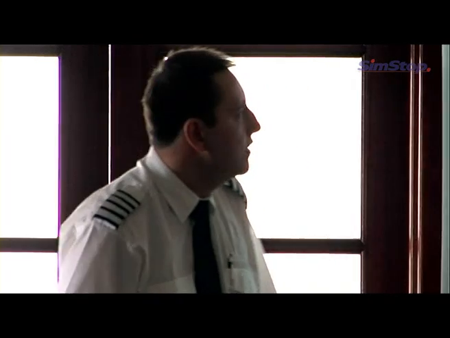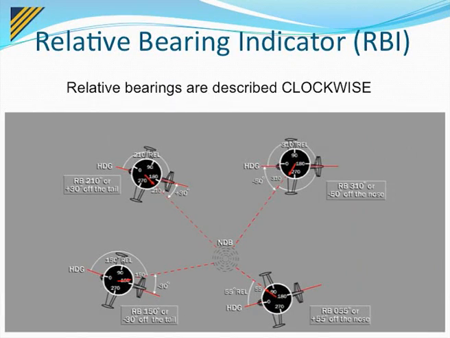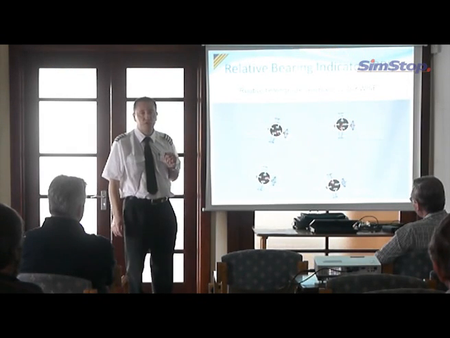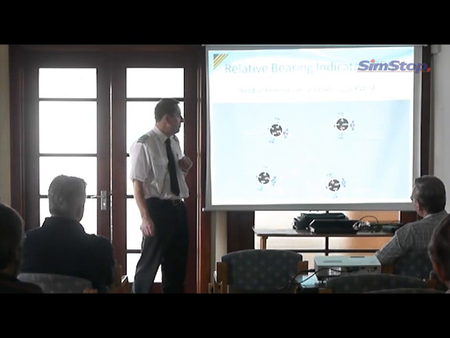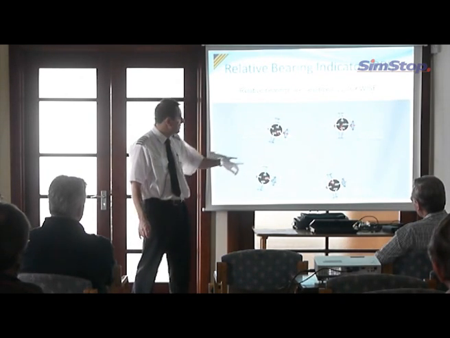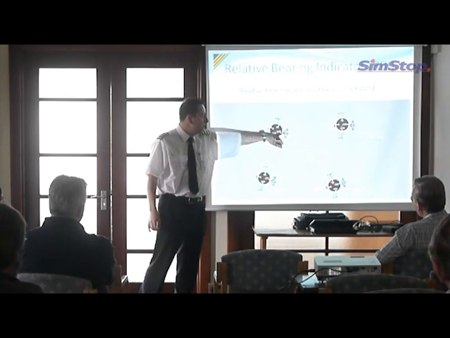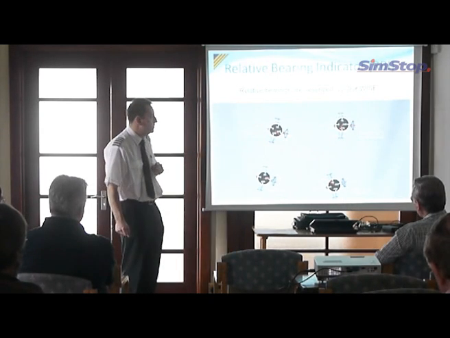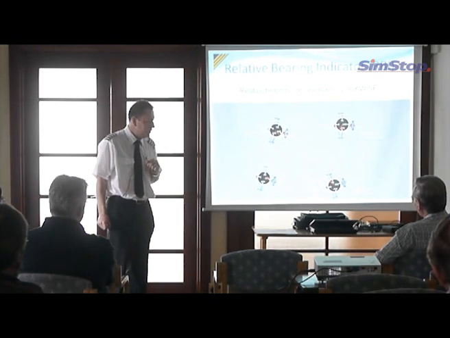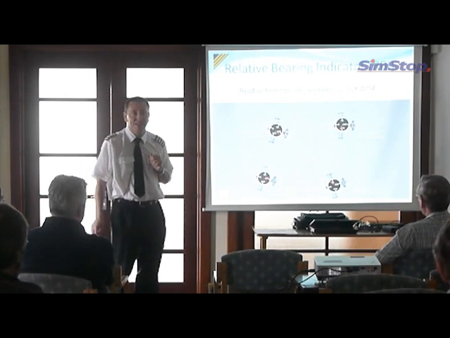So, taking the relative bearing indicator then, relative bearings are described clockwise from the aircraft nose, and you can see the examples on the screen of the relative bearings. So for example here we have a relative bearing of 210. That's 210 degrees from the nose of the aircraft. Or we could say that it's plus 30 degrees from the tail. 180 plus the 30 gives us 210, of course. And likewise. So I'll just give you 30 seconds to get your head around those.